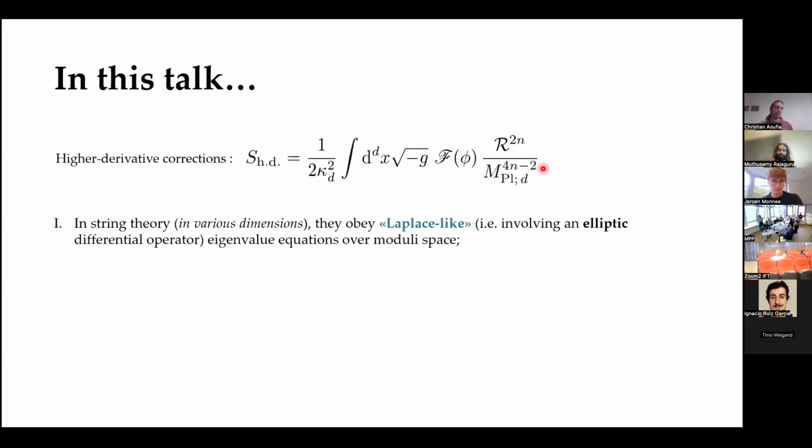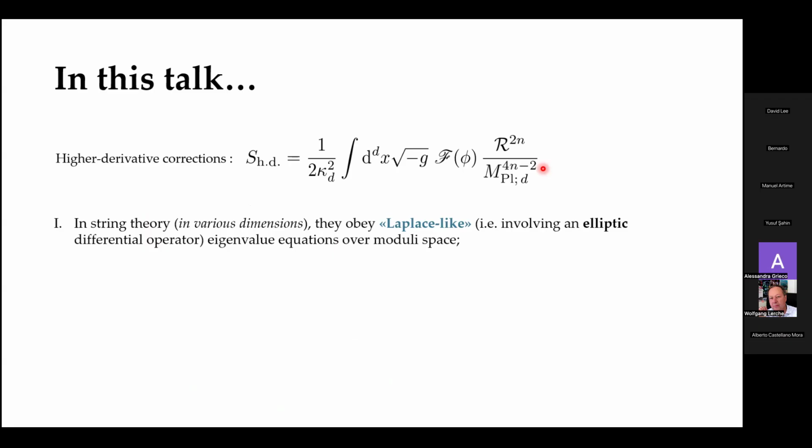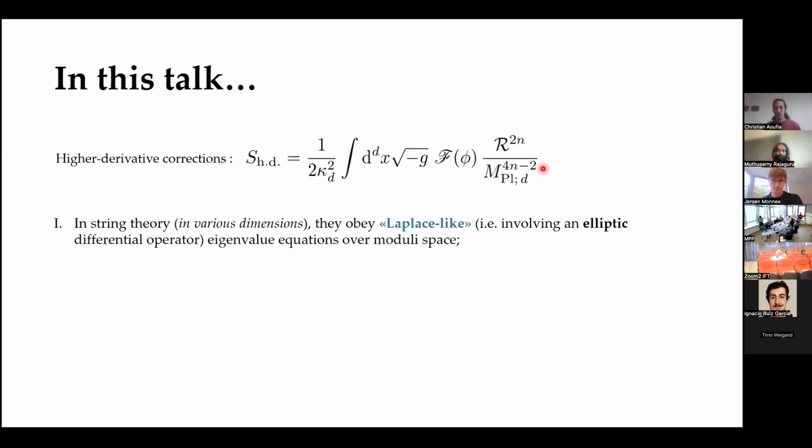Okay, so let me then introduce the main statement, which I will try to motivate today. The main statement being that in string theory, these Wilson coefficients obey Laplace-like eigenvalue equations over moduli space. Here by Laplace-like, I mean simply that they involve an elliptic differential operator. Now, most of the times, this elliptic operator will turn out to be the Laplacian, but there will be important exceptions that I will talk about in the next 25 minutes or so.